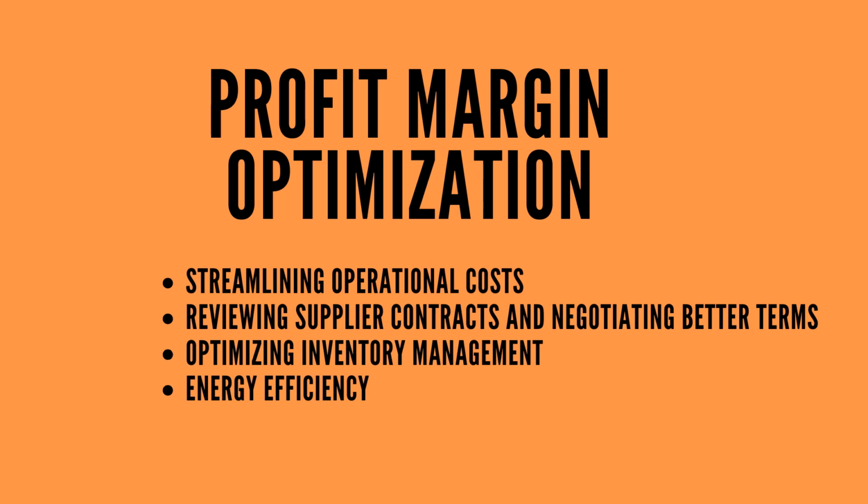Energy efficiency. Implementing energy-efficient practices can save on utility bills. Simple changes like upgrading to LED lighting or more efficient HVAC systems can lower your monthly expenses. Example: a retail store reduces its energy bill by 25% after installing energy-efficient lighting throughout the building. Key tip: regularly review your business's expenses to identify areas where you can reduce costs while maintaining quality.